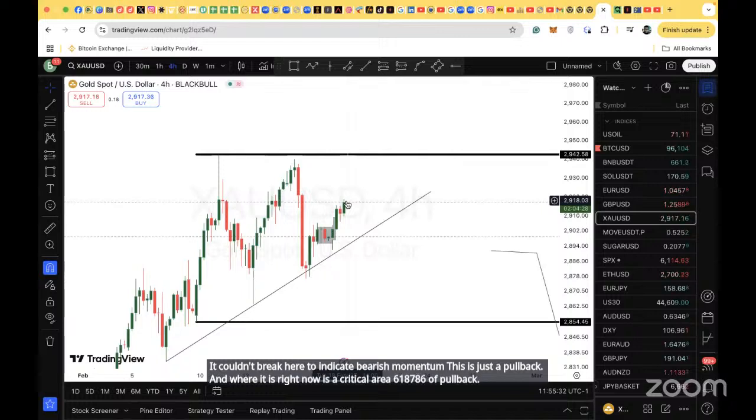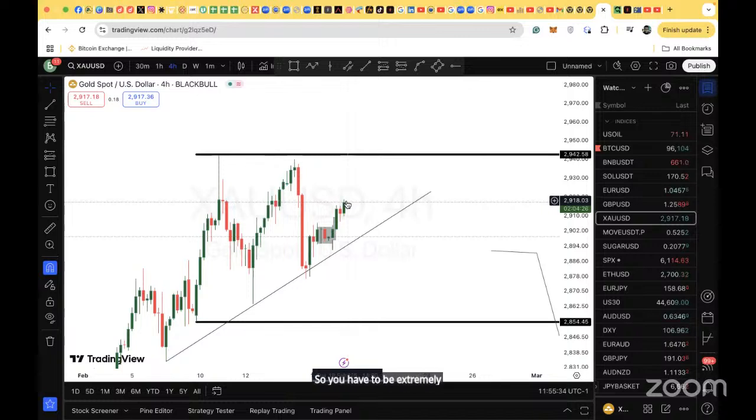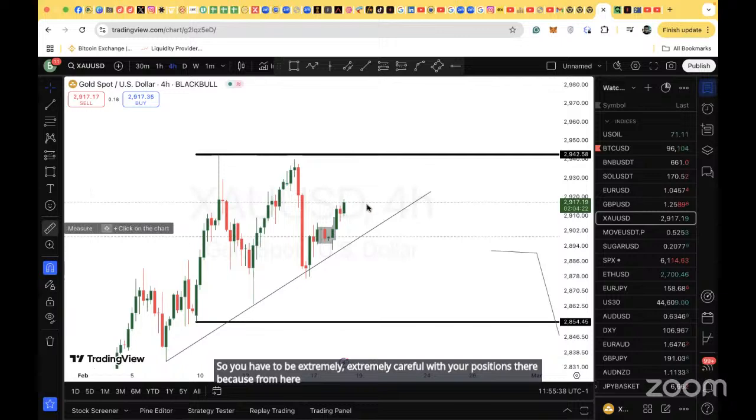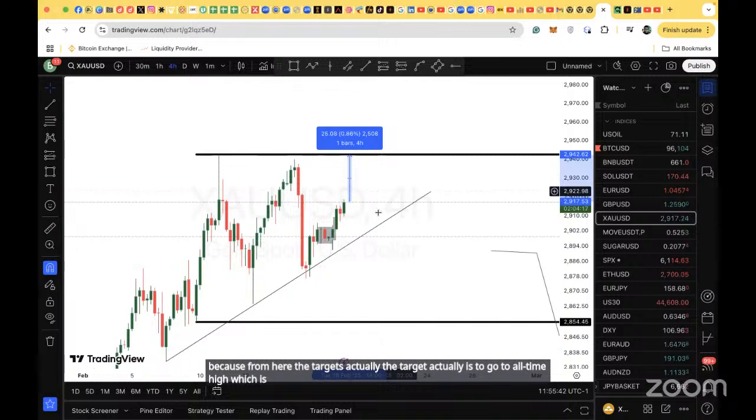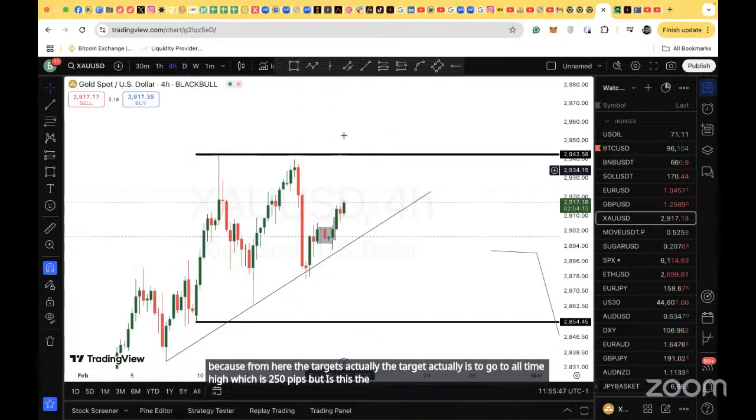So you have to be extremely careful with your positions there, because from here the target actually is to go to the all-time high, which is 250 pips. But is this the best place to look for an entry to go higher? I think not. It's not.